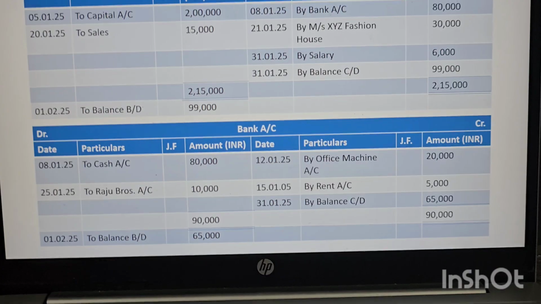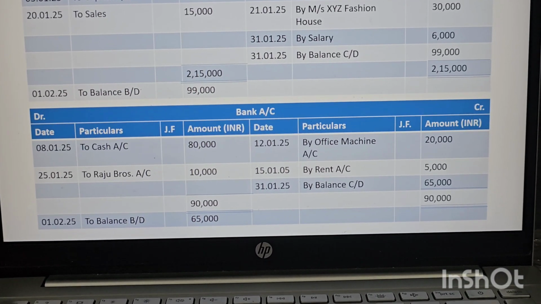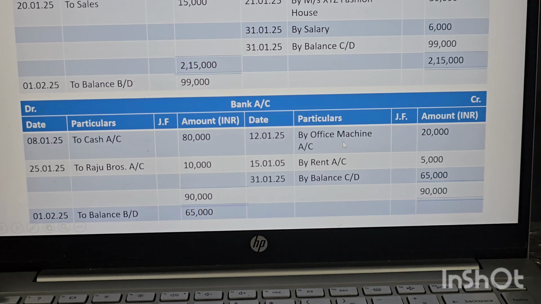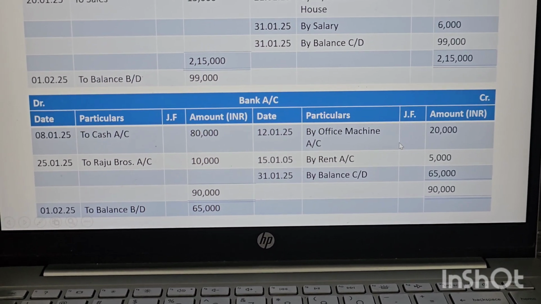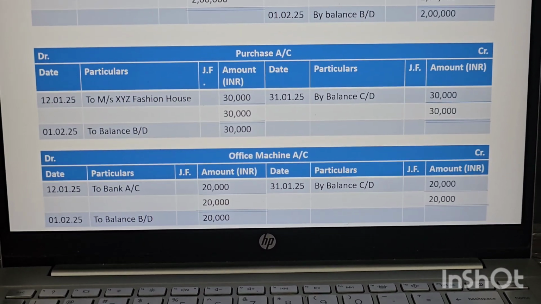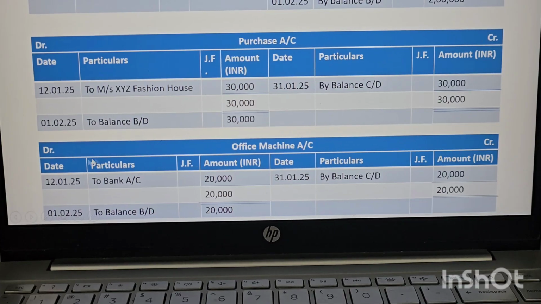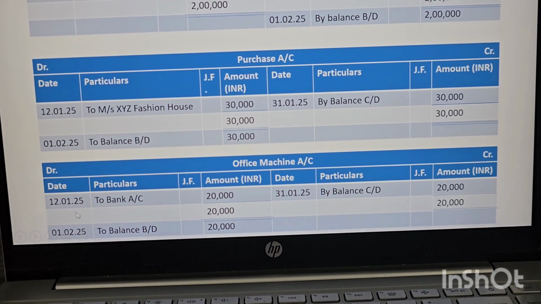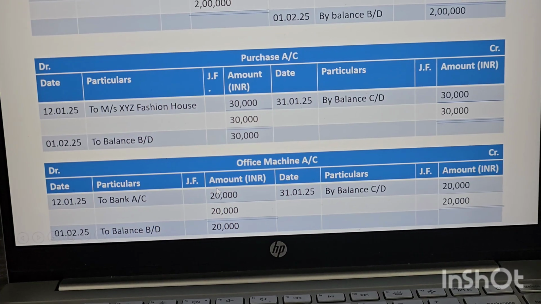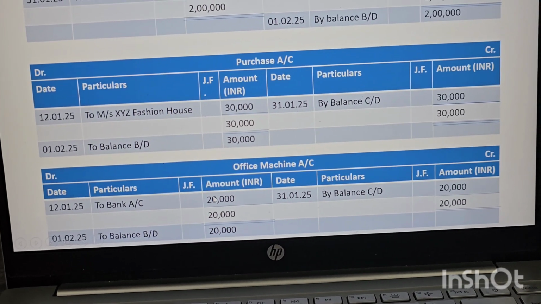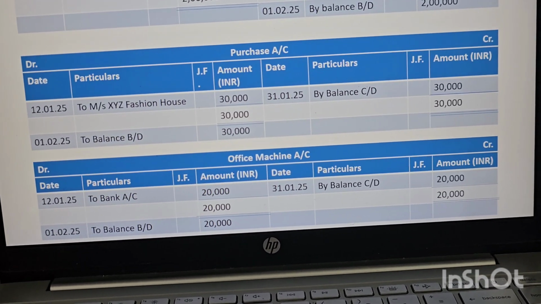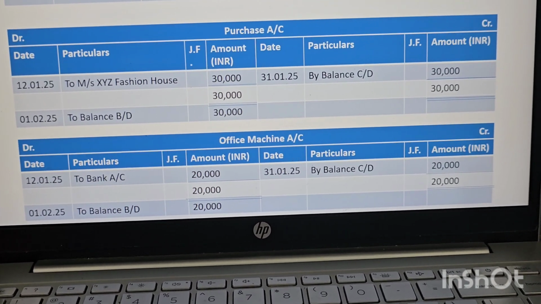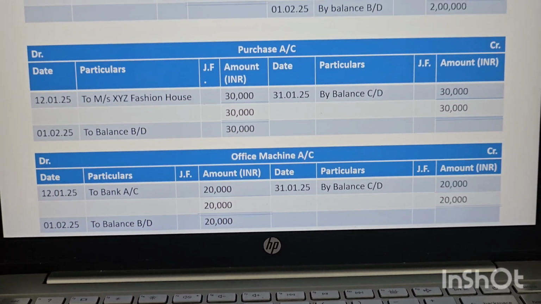So in the bank account, we are crediting it as by office machinery 20,000, and if we go to the office machinery account, we are debiting it as to bank account 20,000. So this is how we are putting the transactions in the ledger format. So this is how the ledger formats are being done.